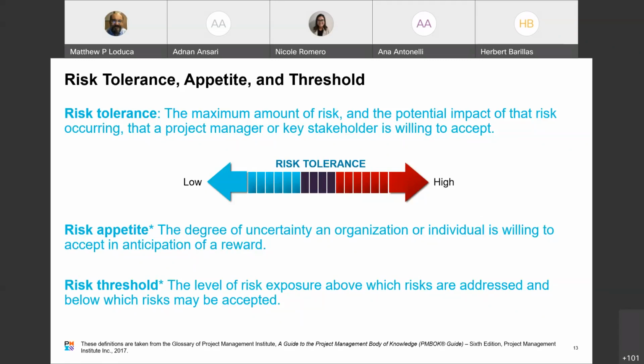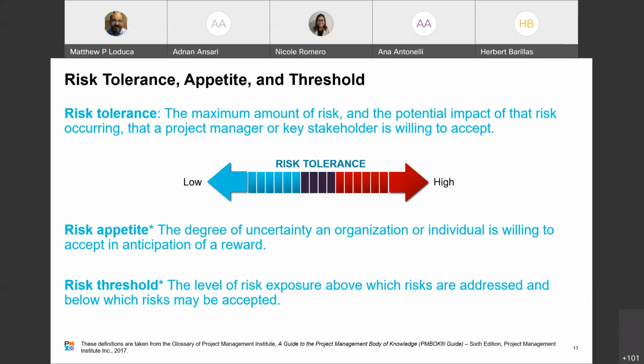Hey, I'm willing to accept this risk. I'm willing to accept that risk. I am not going to let you do this. I mean, that is just too risky. That's their appetite for risk. And that's kind of what that last sentence is saying: the degree of uncertainty an organization or individual is willing to accept in anticipation of that reward. So I can accept a lot of risk, or I won't. It just kind of depends.